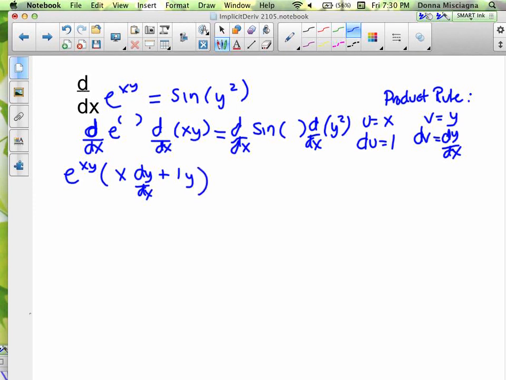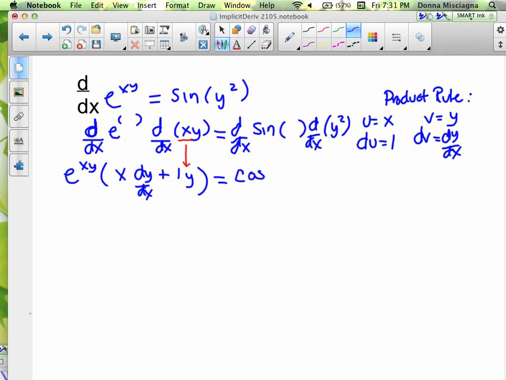So this is the product rule. And that's the derivative of this part right here, of the blop. Actually I wrote it over here. So this here is the derivative of the blop, which is going to be x times dy/dx plus y. Now moving right along, we have the derivative of sine blop. Well, the derivative of sine blop is cosine blop.